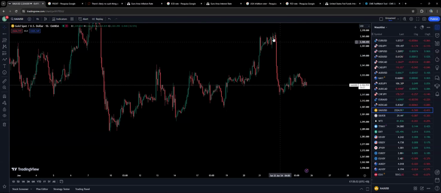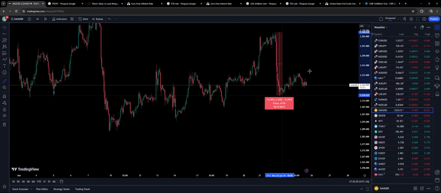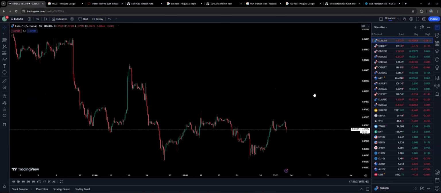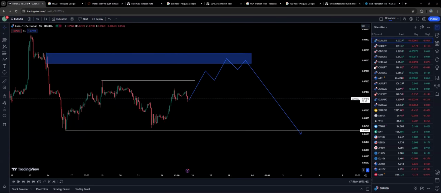This was a huge drop. How much was that? Like 0.25% or something? Or 2%. Wow. So a 2% drop on gold. But on Euro dollar, I think we can catch this little up and then we can catch this big down. That's my opinion, this is my analysis for today.